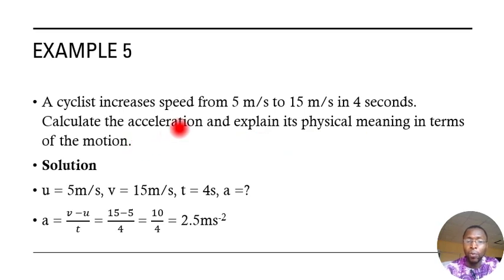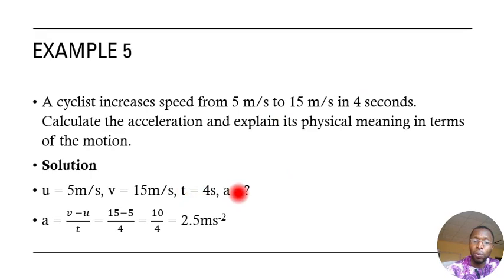Now from what we have here, we are given the initial velocity, which is 5. We use u to represent initial velocity. So we have our initial velocity u to be 5 meters per second, and the final velocity, which is 15, we use v to represent that. V equals 15 meters per second. We are given the time it took the car to increase from 5 to 15, 4 seconds. So time there is 4 seconds.